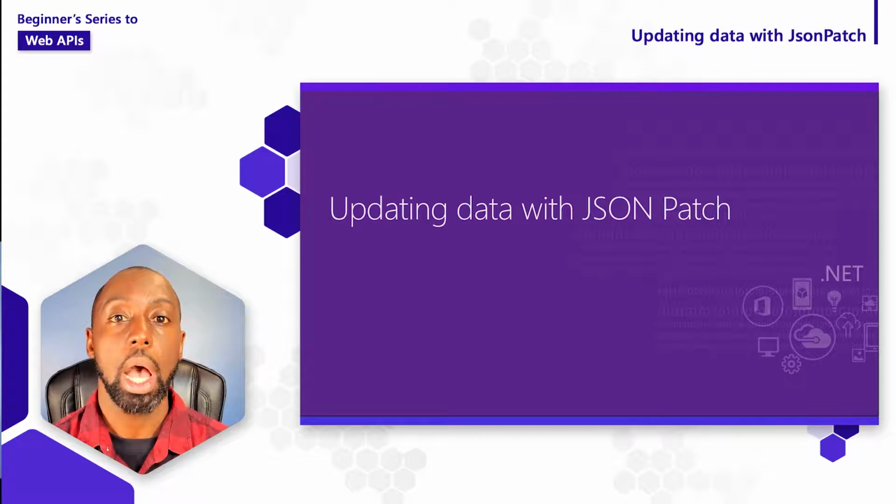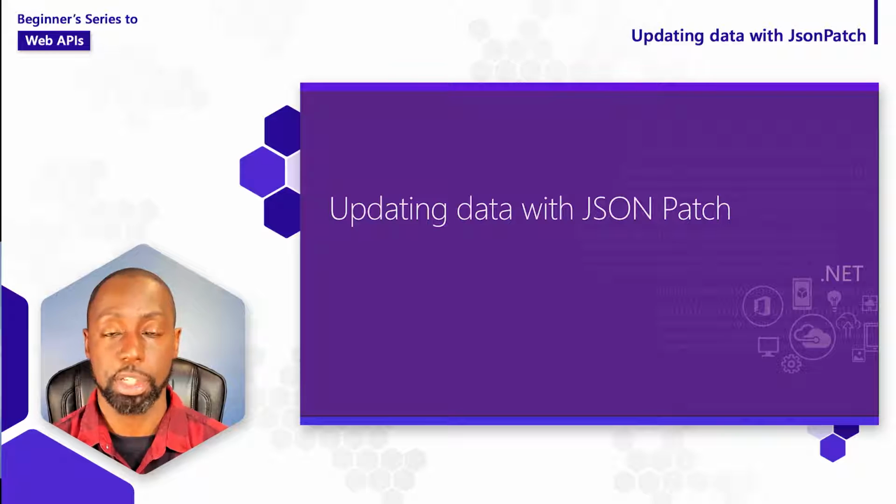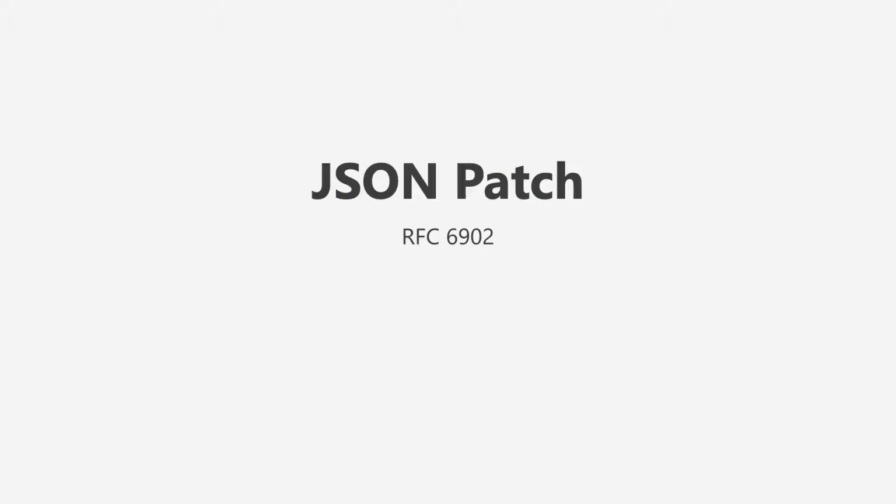In this video, I want to show you how we can apply some of those incremental updates using something called JSON Patch. There you go, you probably guessed it. There's a spec for that. JSON Patch is a spec that defines how we can issue updates to resources inside of our web APIs. And it's defined in spec RFC 6902. So if you want to look it up, you can go ahead and search for that.